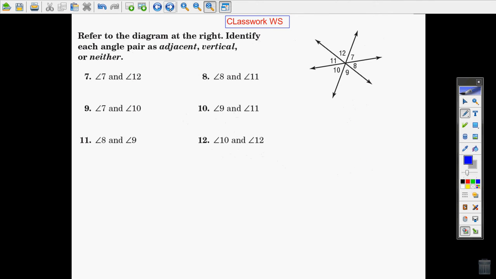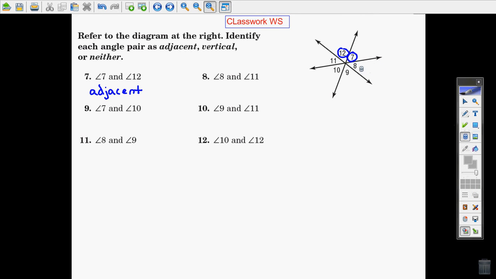All right, let's go ahead and move on to some more of the fun stuff. Taking a look at our angle relationships. Number 7 through 12 says, refer to the diagram at the right. Identify each angle pair as adjacent, vertical, or neither. So let's look at 7 and 12 to start. Here's 7 and here's 12. Now they're not across from each other. They do appear to be right next to each other. And since they are next to each other, they share a common vertex and a common line. They're adjacent. They are neighbors.